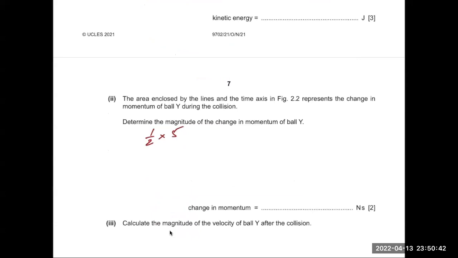So half into 5 into 10 to the power minus 3, because milli, times 240, that is the force. Yes. And that gives us the change in momentum, which is 0.6 Newton second. That's the answer.